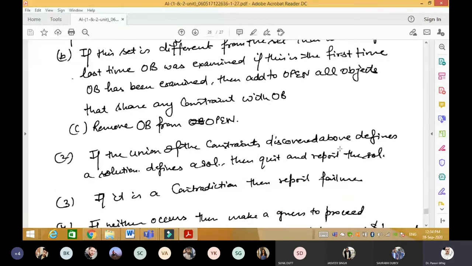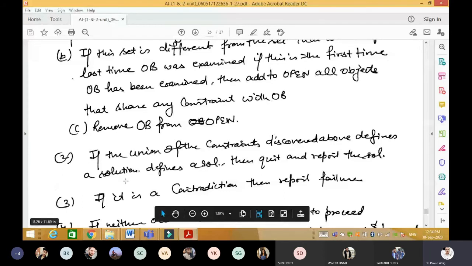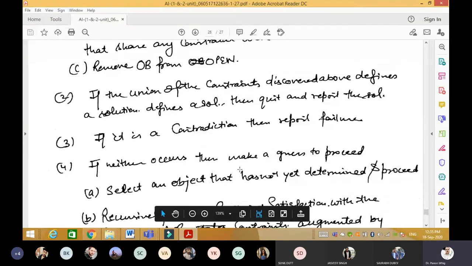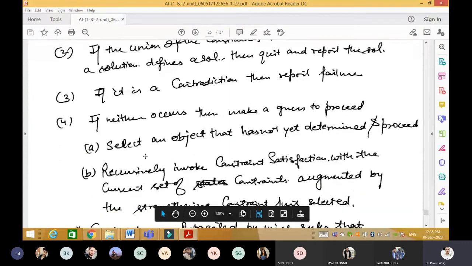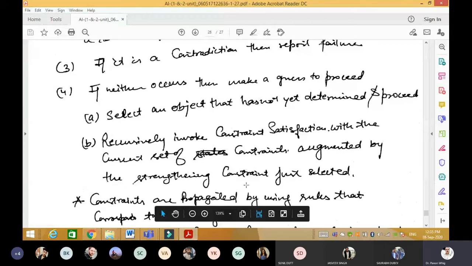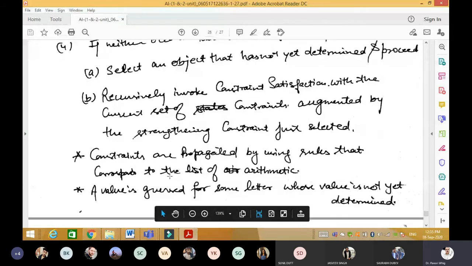If the union of the constraints discovered above defines a solution, then quit and report the solution. If there is a contradiction in the constraints, then report failure. If neither occurs, then make a guess to proceed. Select an object that has not been determined and proceed. Recursively invoke constraint satisfaction with the current set of constraints augmented by the strengthening constraint just selected.